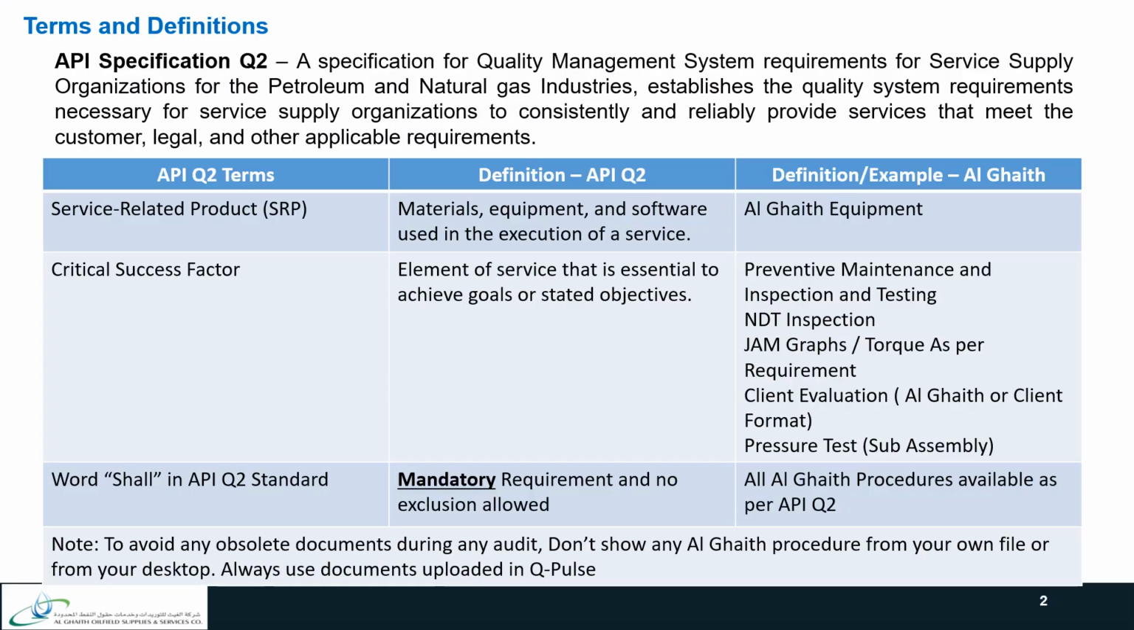API Specification Q2 is a specification for quality management system requirements for service supply organizations for the petroleum and natural gas industries. It establishes the quality system requirements necessary for service supply organizations to consistently and reliably provide services that meet the customer, legal, and other applicable requirements. Here are the terms and definitions that will be used mainly as we go through the standard.